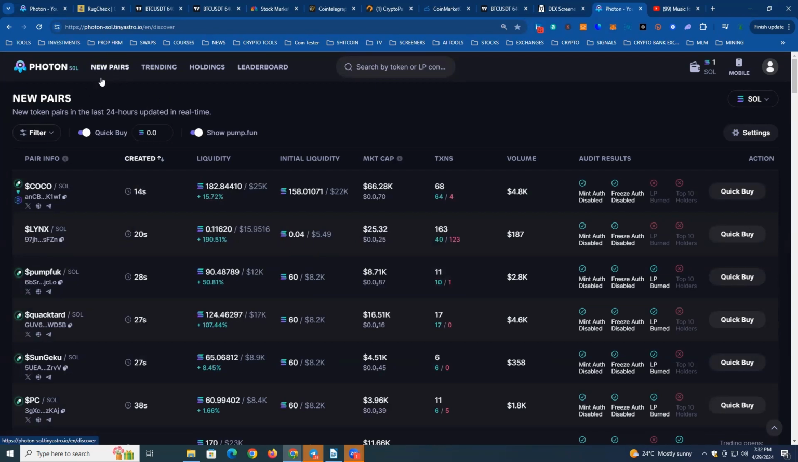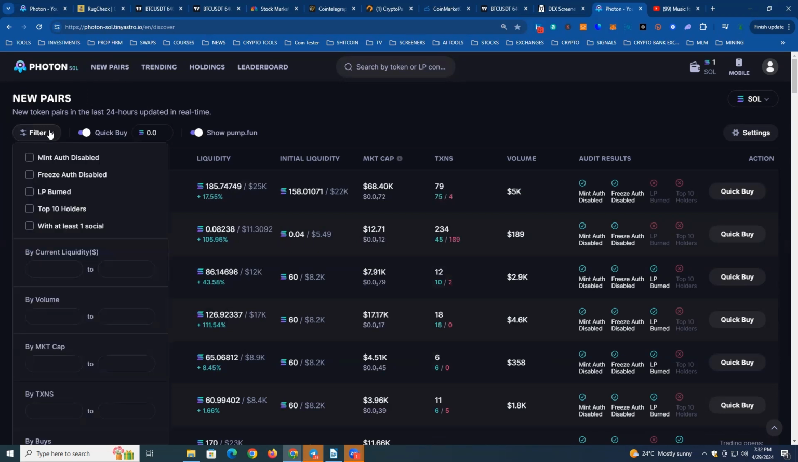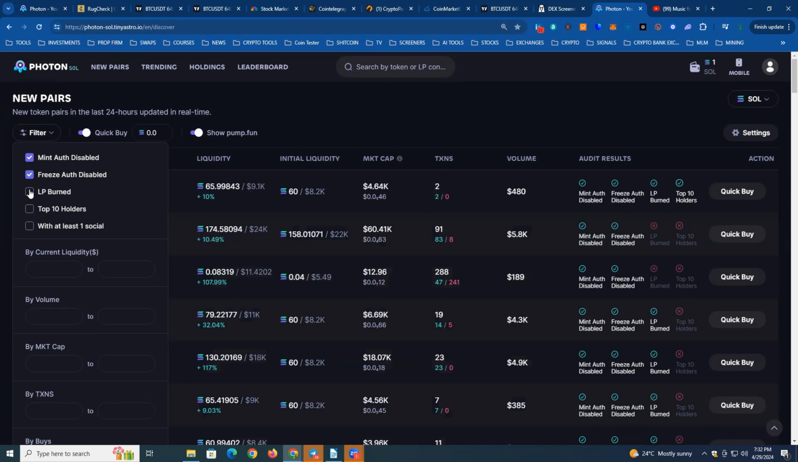Now, the first thing that you will do on this platform, once you come into new pairs, is enact a filter, the filter system. You want to click on Mint Authority Disabled, Freeze Authority Disabled, Liquidity Pool Burn, Top 10 Holders in place, and lastly, with at least one social. When I say social, at least a Twitter account, a website, or a Telegram account, that sort of way.